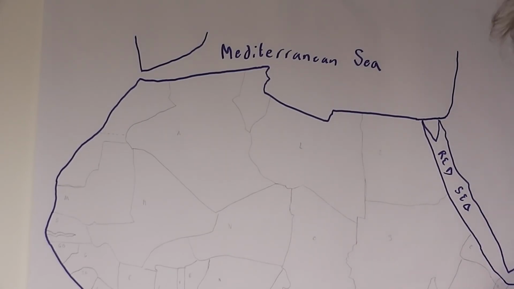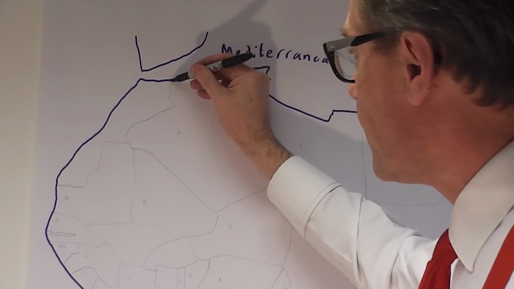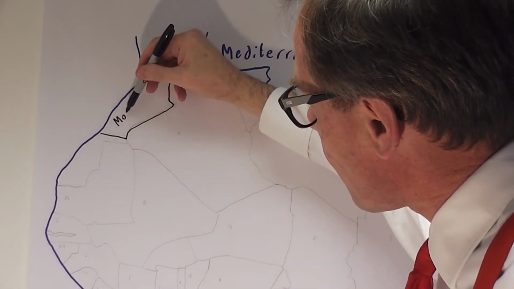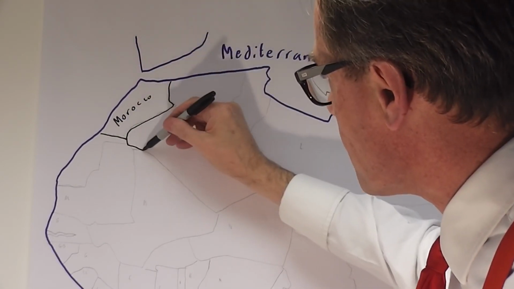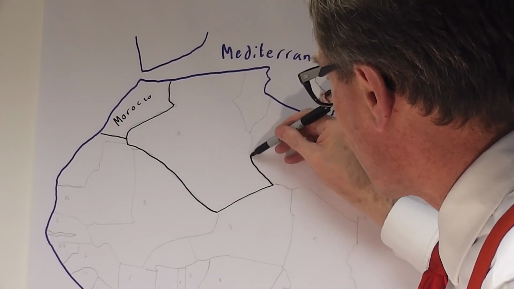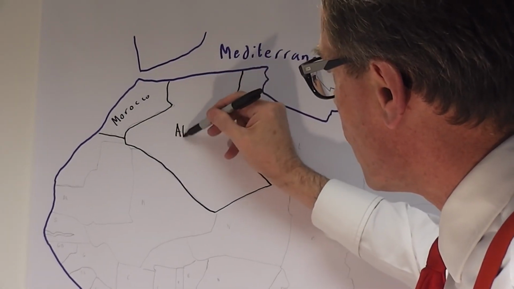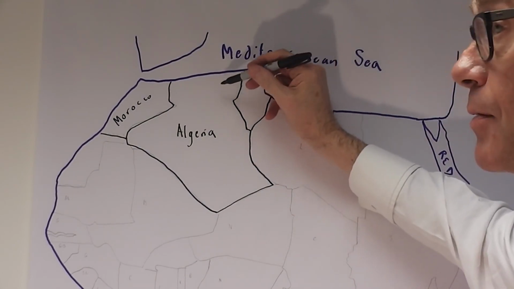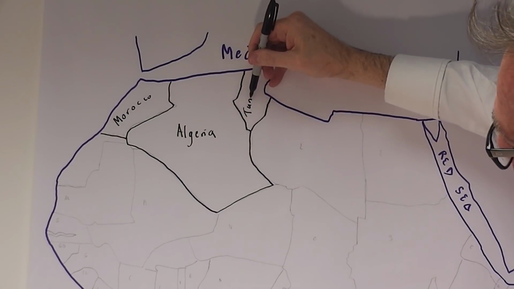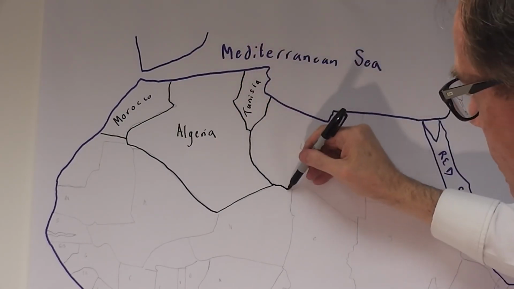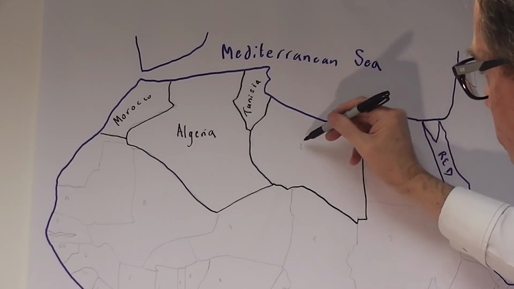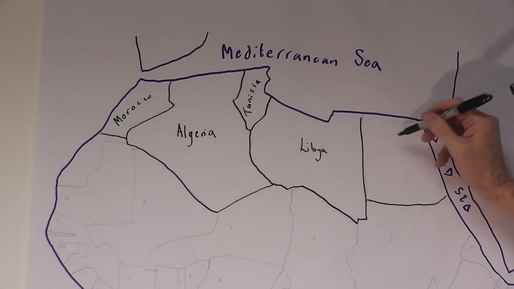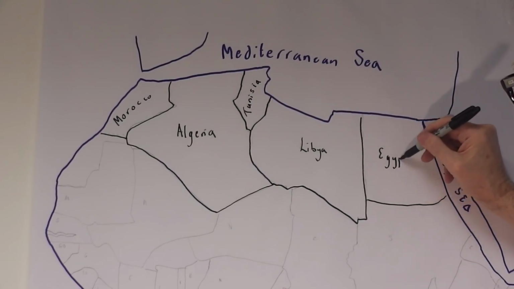So we're going to start in North Africa, and we'll begin with Morocco, and then this very large country, Algeria, and a slightly smaller country here, Tunisia, and then working east we come to an enormous country again, Libya, and then finally here in northeast Africa we have Egypt.